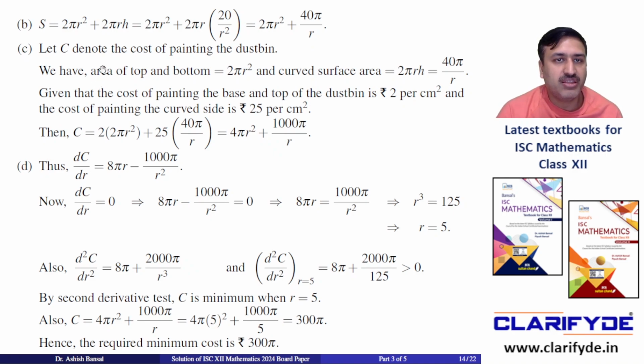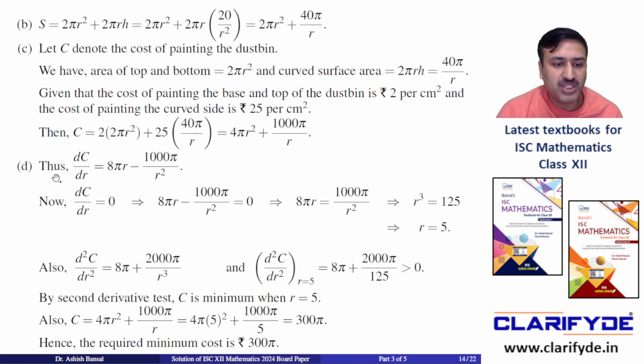In the C part, we are given that there is a certain cost associated with painting the base and the top of the dustbin. So first we find, let C be the total cost of painting the dustbin. Area of the top and the bottom is 2 pi r square and the curved surface area is 2 pi r h, which reduces to 40 pi by r when we substitute the value of h. Now cost of painting the top and the base is given to be rupees 2 per centimeter square, whereas it is rupees 25 per centimeter square when we paint the curved surface area. So total cost is total area of the top and the bottom multiplied by 2 plus total curved surface area multiplied by 25. So this is the total cost associated.